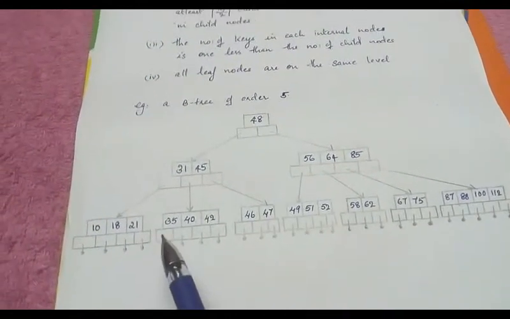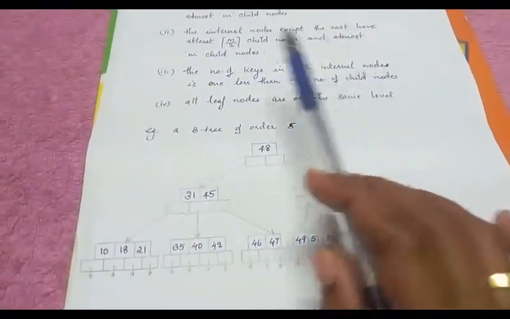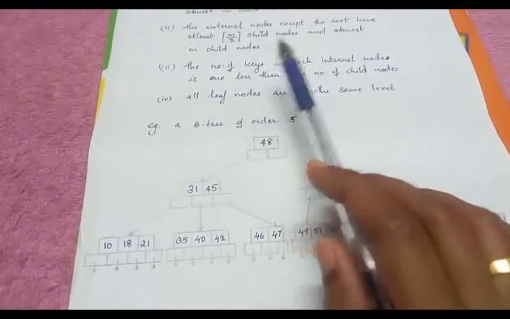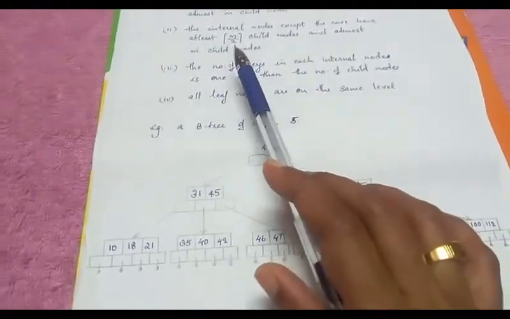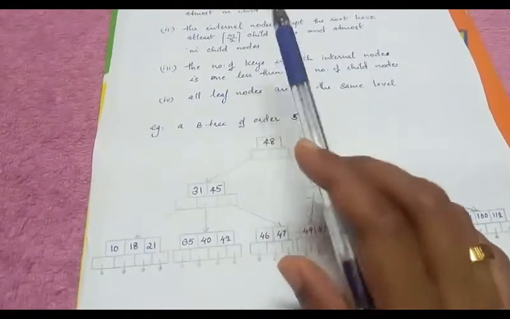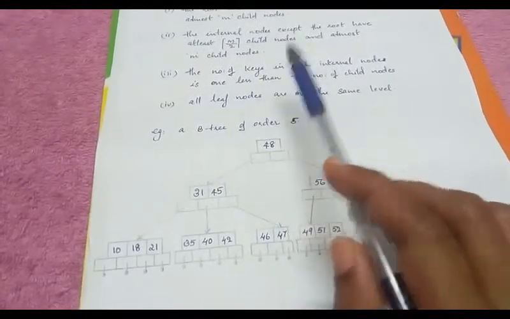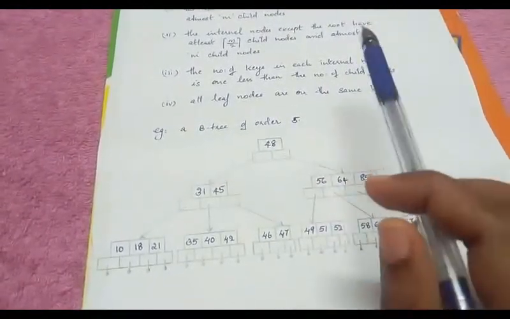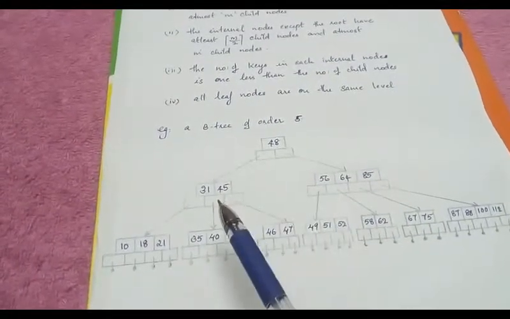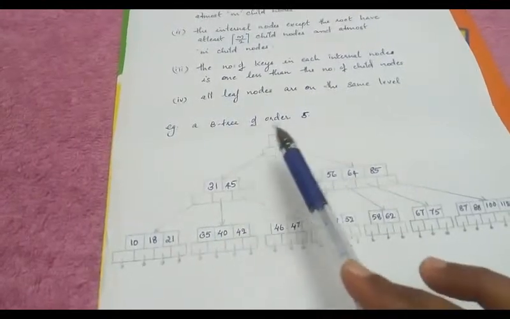Okay, and the second point, that is, the internal nodes except the root must have at least M/2 child nodes. That too is the ceiling of M/2. If the value of M is 5, then 5/2 should be rounded up to the next value. That is, when it is rounded up, it becomes 3. So the internal nodes except the root should have at least 3 child nodes for a B tree of order 5.